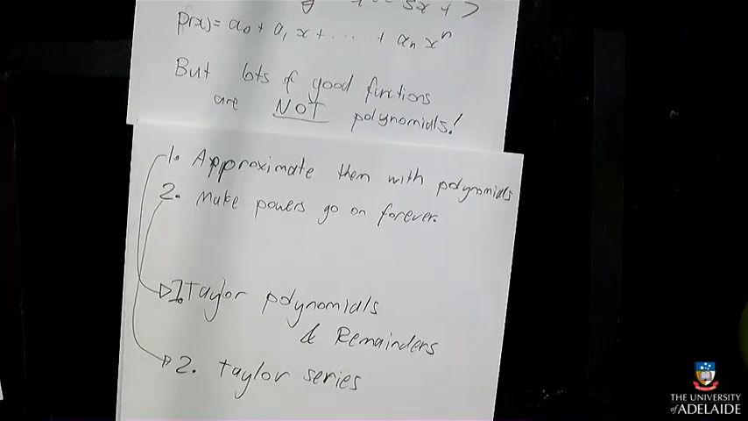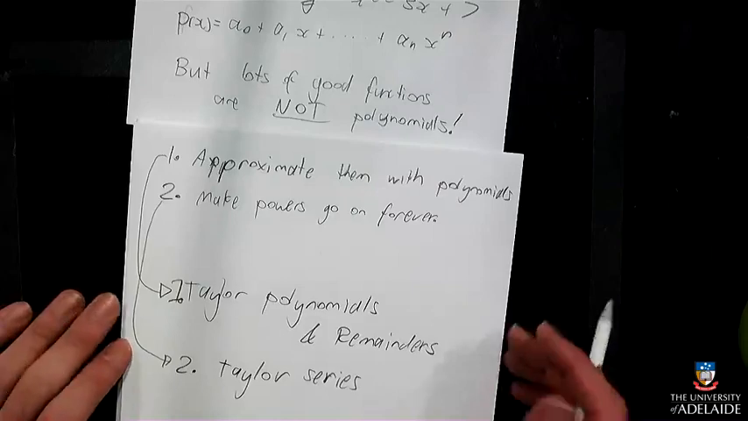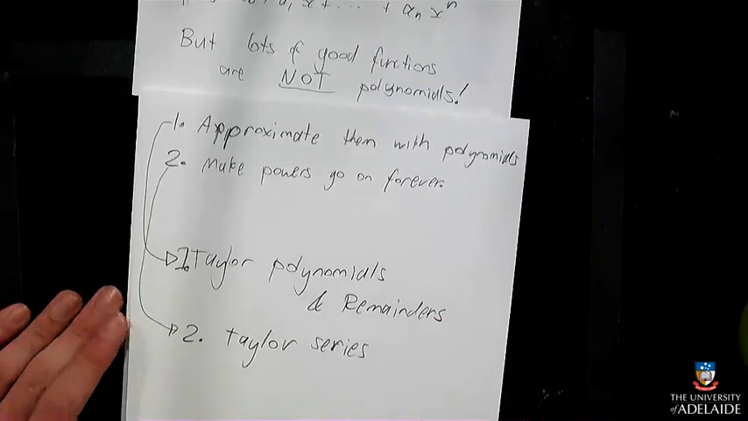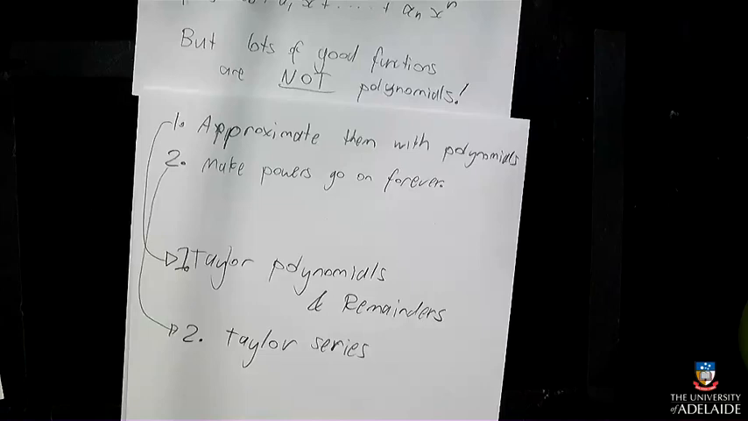Right. And so these two things, the Taylor polynomials and remainders, answer the question of approximating functions with polynomials, and the Taylor series answers the question of making the powers go on forever so that they're actually equal. Okay. So I'm going to talk about both of those things, but that's where I'm going with this. I'm just trying to get a handle on what these things do.